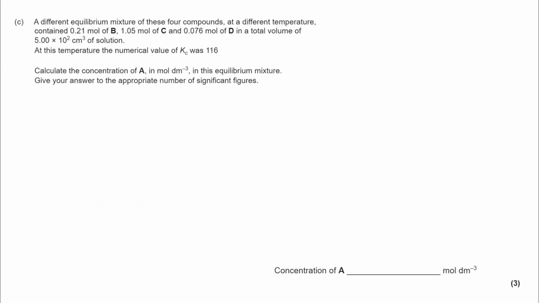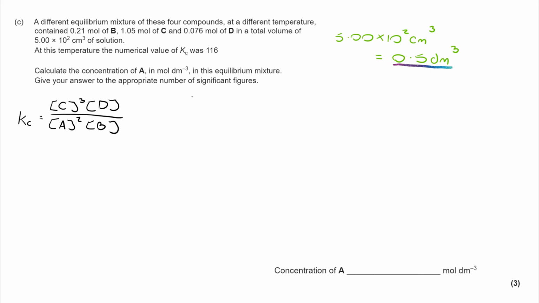Moving on to part C, we have got a different equilibrium mixture, so we are going to have to go through the calculation here. Once again, we need our expression for Kc. [C] cubed times [D] over [A] squared times [B]. Now, I've been given the volume in cm cubed. I'm going to need to convert that to decimeters cubed because I'm going to need to include volume in each of these square brackets because I've been given mole values. So 5 by 10 to the 2 cm cubed is 0.5 dm cubed.